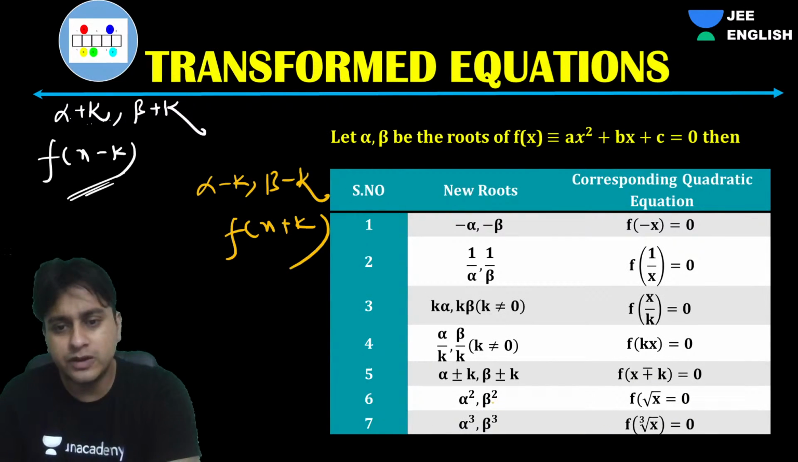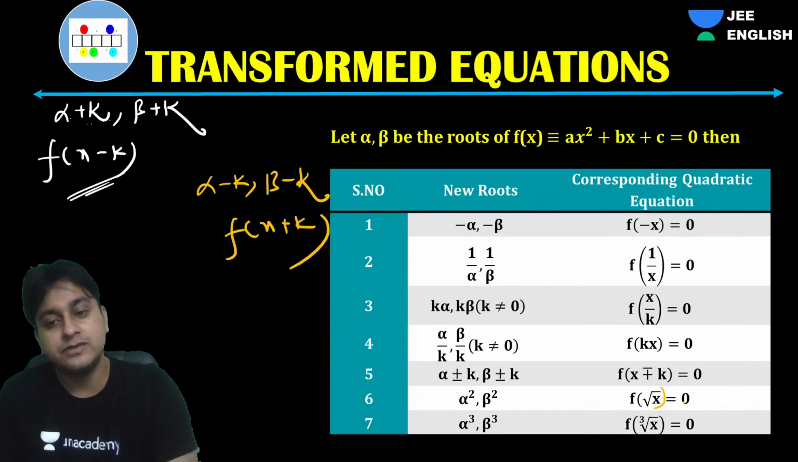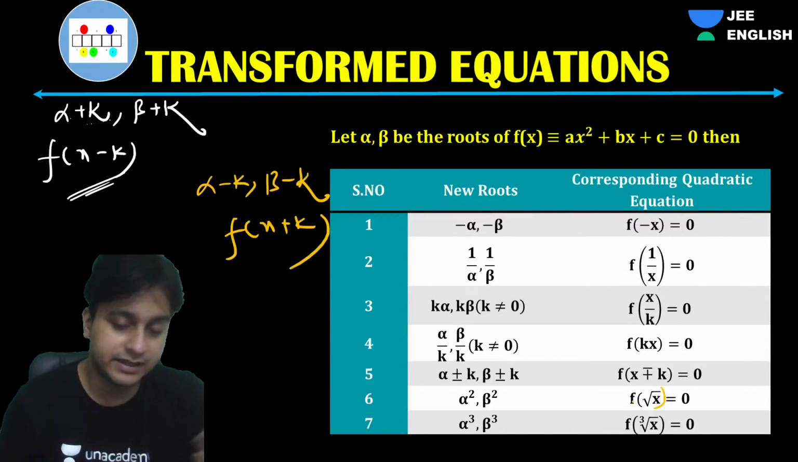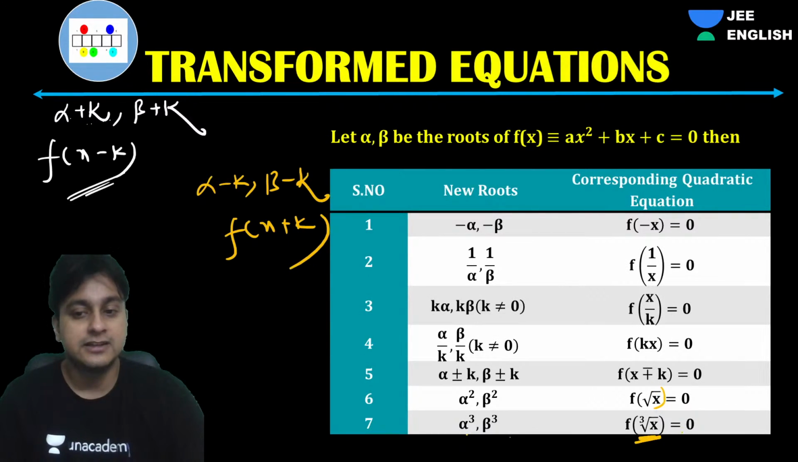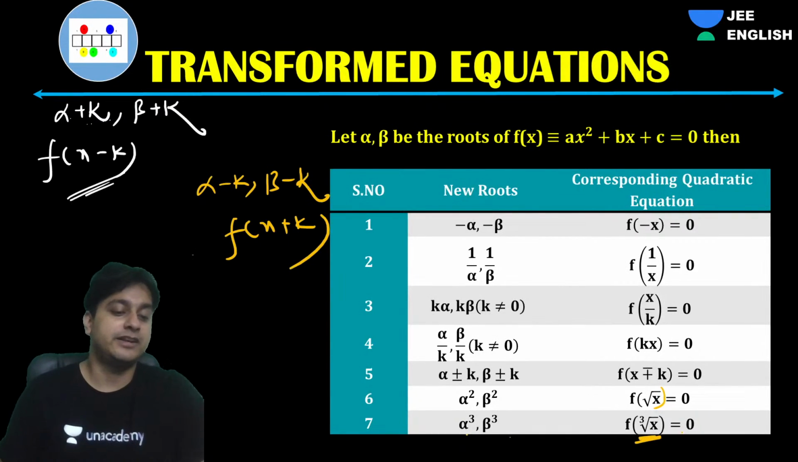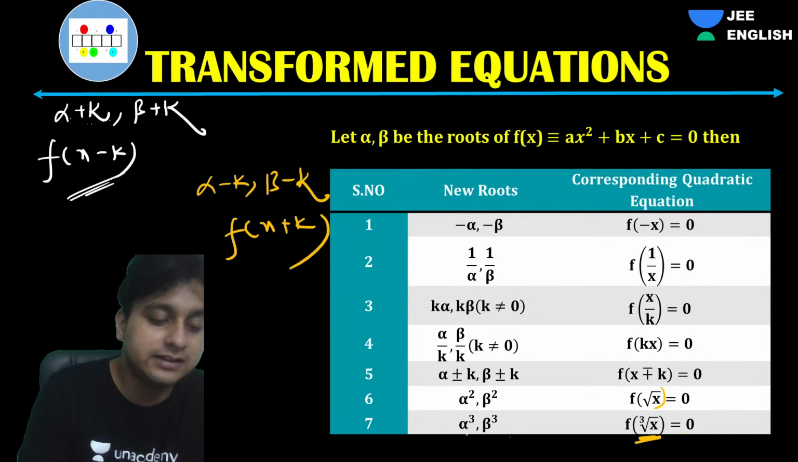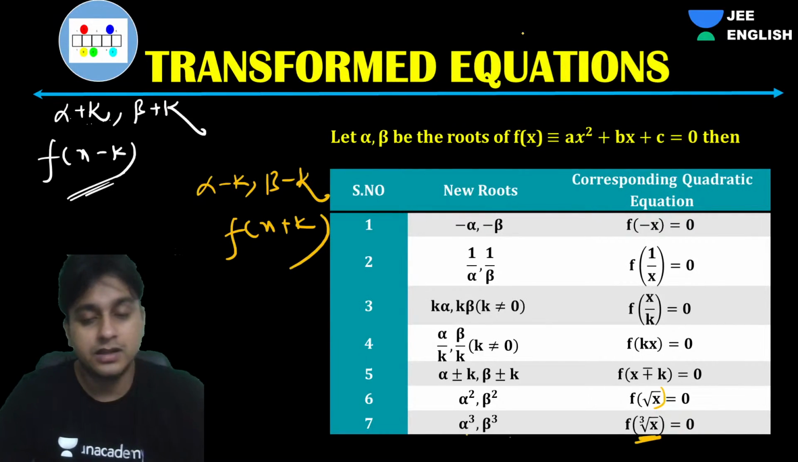Understood? For alpha square, we will obviously use root x, because the root will cancel out, and we will get the same thing again. Similarly, for alpha cube, beta cube, you need cube root of x. So I guess everyone is getting the point here. Very easy to get this thing, right? Great.